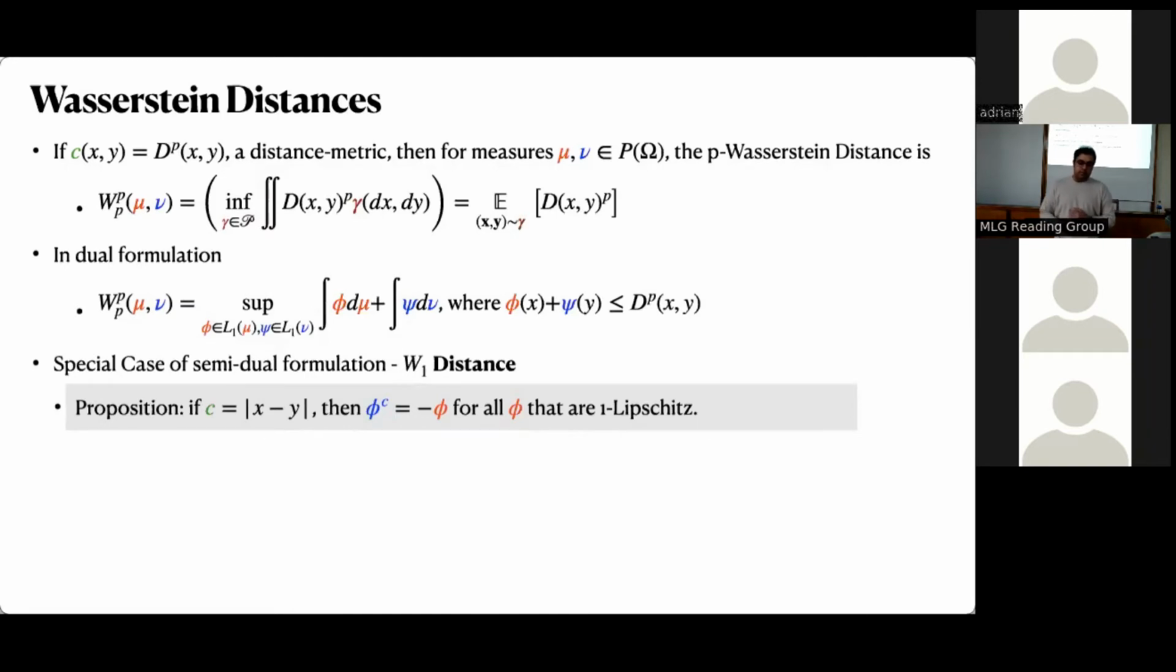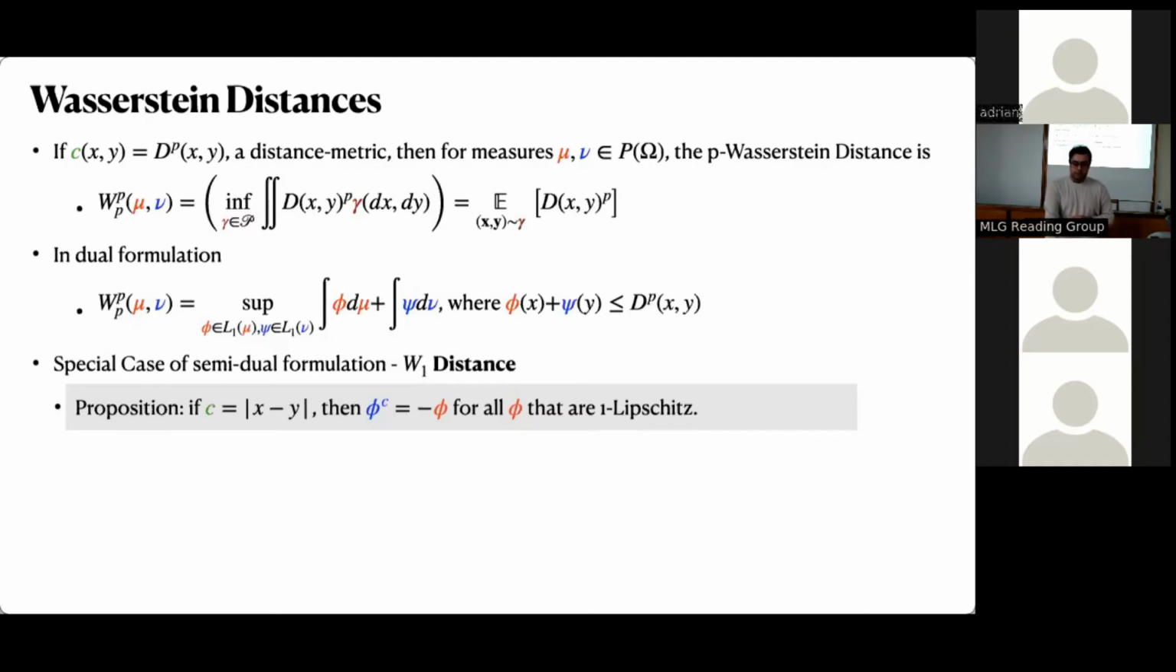You can prove then that if the cost function is equal to the L1 distance, then the conjugate of phi is equal to minus phi for all phi's that are 1 Lipschitz. You can think about this by the definition of the conjugate, which is the infimum of C minus phi. The infimum of mod of x minus y is basically 0 wherever x is equal to y. So the infimum of the right-hand side in the previous slide would give you 0 minus phi, which is minus phi. So the conjugate of phi is minus phi for all functions that are 1 Lipschitz.